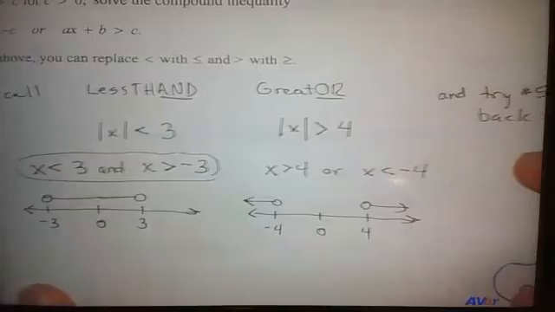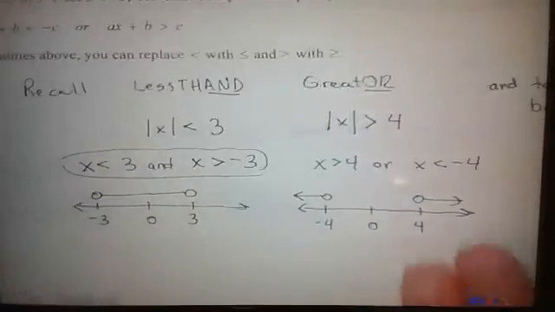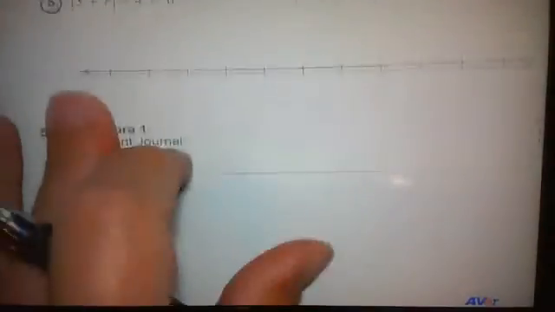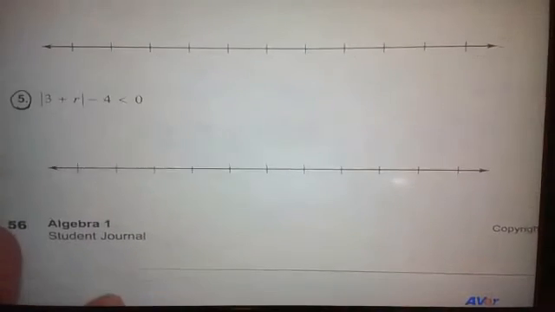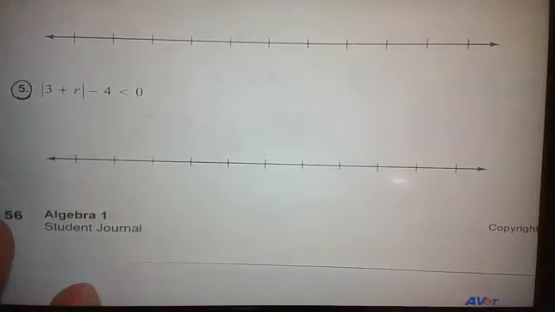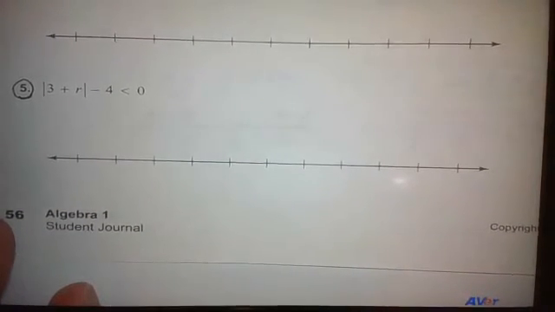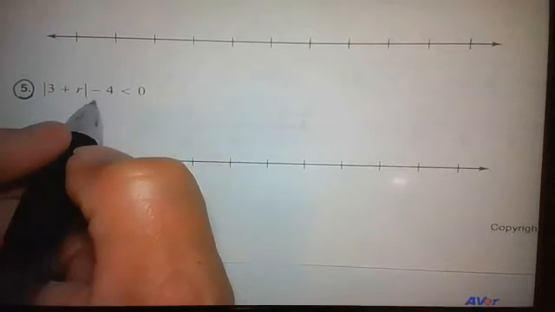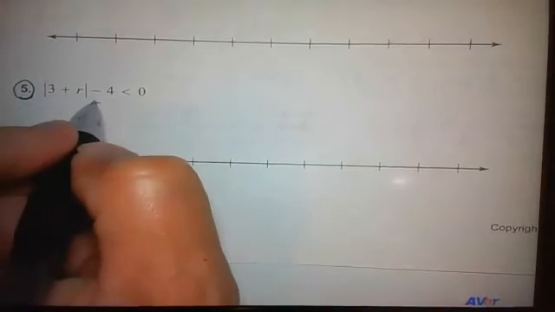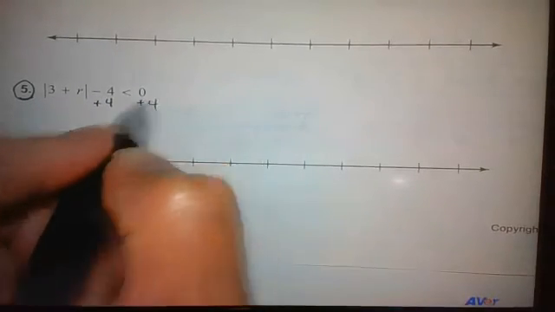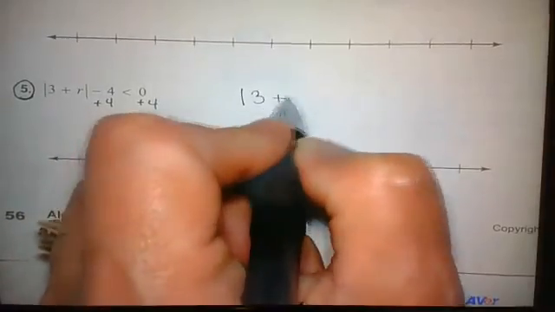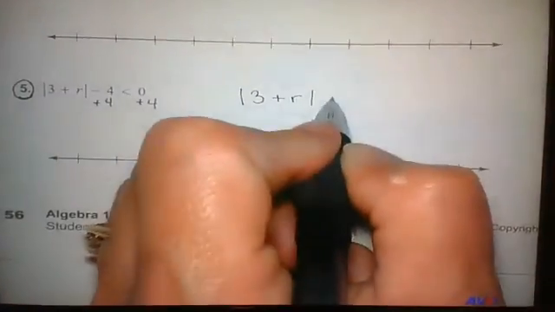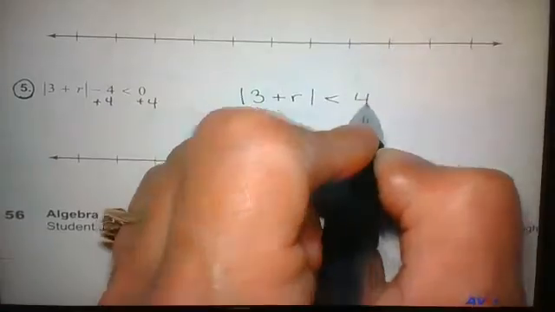Now we're going to try number 5 on the back. Okay. And all your big ideas assignment problems will be like the ones we have just gone through. So this is on page 56 in our journal. I look at this and get the absolute value alone. Just like when we solved in chapter 1, we have to get the absolute value alone before we split it. So I have to add 4 first. And now I'm left with the absolute value of 3 plus r is less than 0 plus 4, which is 4.